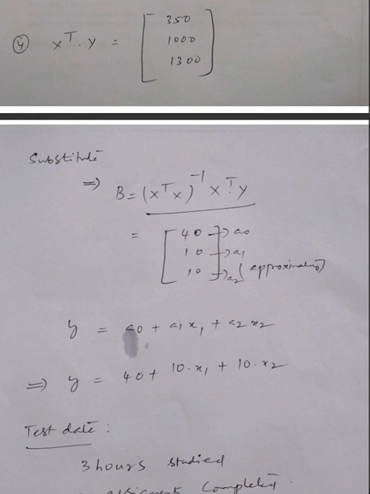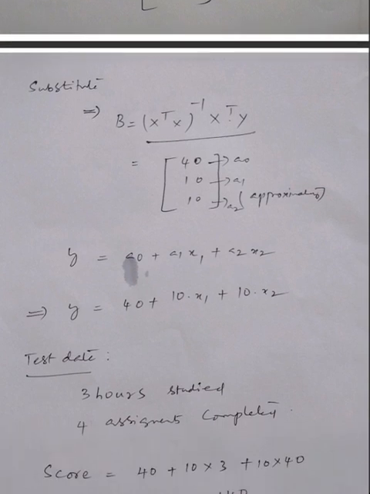In this example we took two independent variables. If there are three independent variables, we will get another coefficient, so we can add that term also. Finally the equation is y equal to 40 plus 10 into x1 plus 10 into x2. This is the result from the data set.